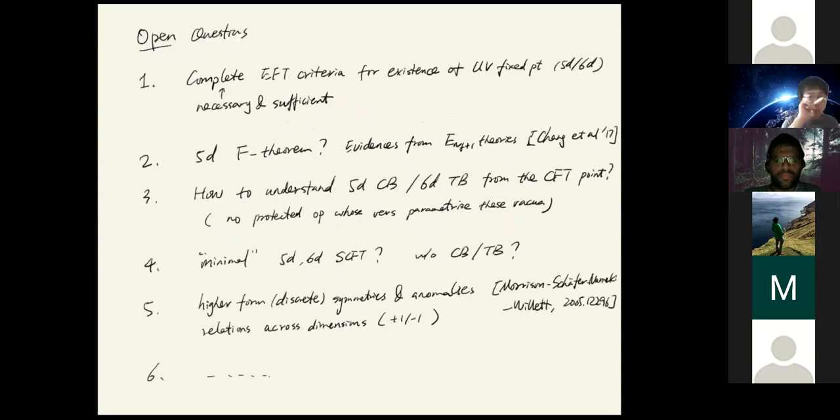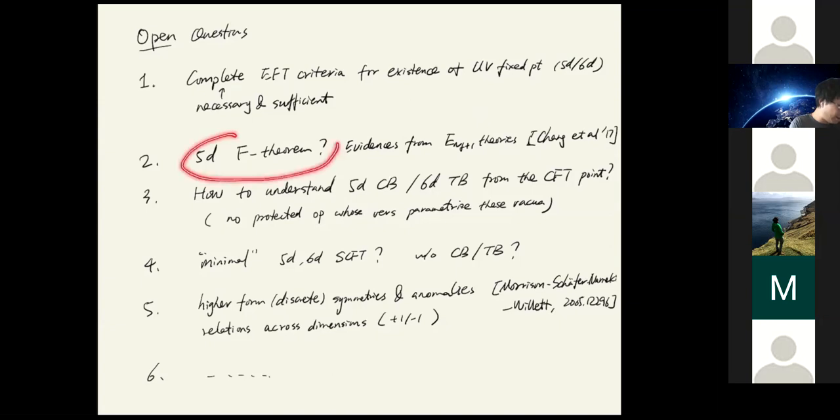Let me now come to the end, where I will give you some open questions relevant for this discussion of 5D and 6D superconformal field theory. First of all, as I emphasized a few times, it would be very nice to have a more complete, necessary and sufficient EFT criterion for the existence of a UV fixed point in 5 and 6 dimensions, beyond the ones that we already know. This will be useful to pursue some classification of these theories from field theoretic methods.